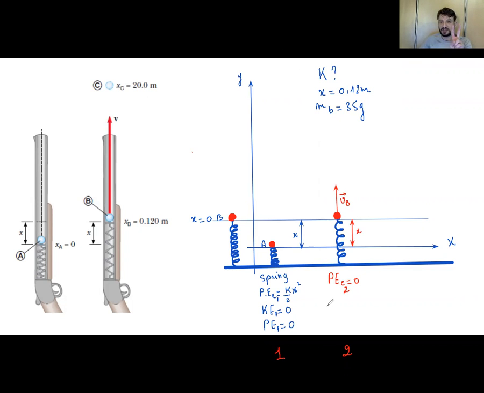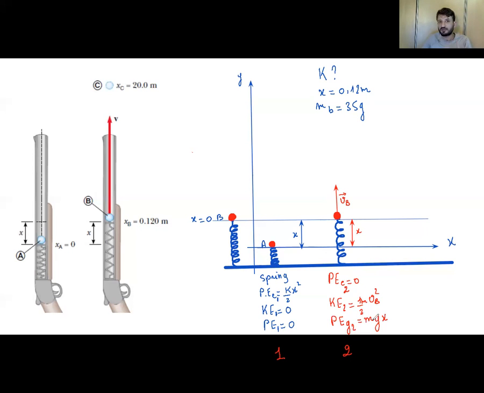So for the ball, we have two things. We have the kinetic energy and we have the gravitational potential energy. Kinetic energy in the system 2 equals one half m v_b squared. I don't talk about the kinetic energy of the spring because the spring doesn't have a mass. And we have the gravitational potential energy of the ball. In the system 2, we have m g, and the height equals x, because I am taking the reference as the position of A. Okay, that's all about this state.